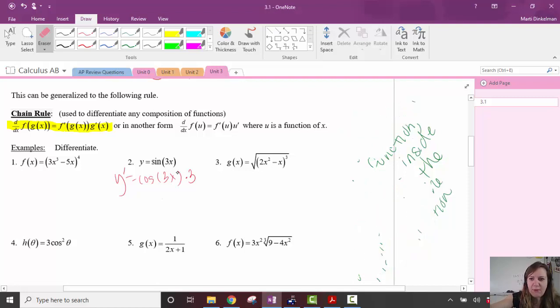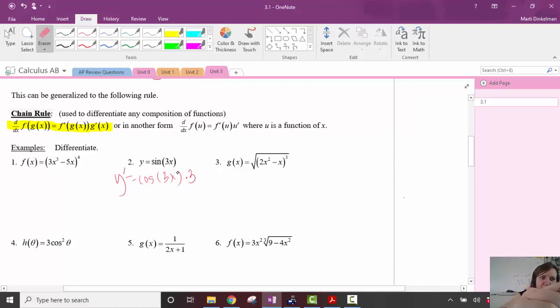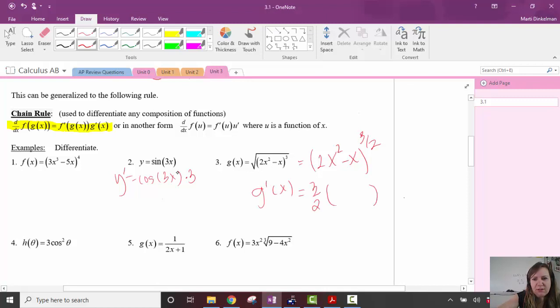Okay, on 3, before I start, I'm going to rewrite that with one big exponent, using the 1/2 and the cubed. So this is really the same as 2x squared minus x to the 3/2 power. So now g prime, derivative of the outside function. When we subtract 1 from that exponent, we'll get a 1/2, leaving the inside alone, times the derivative of the inside function.